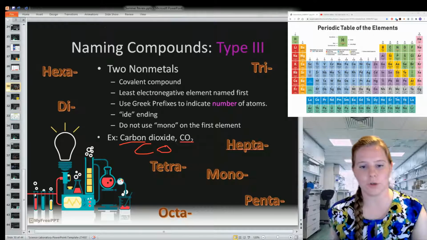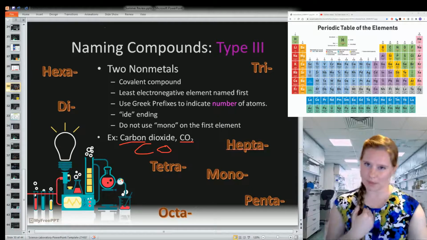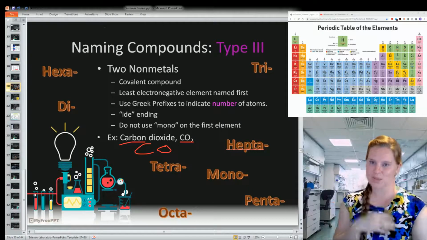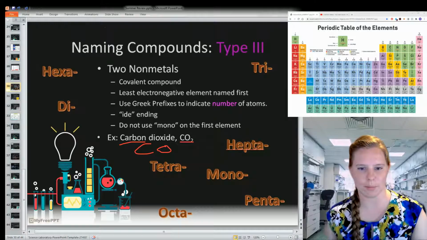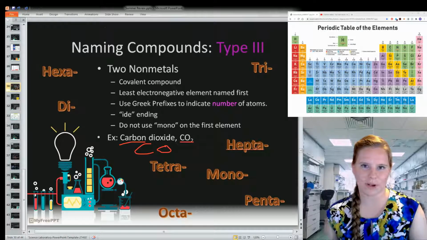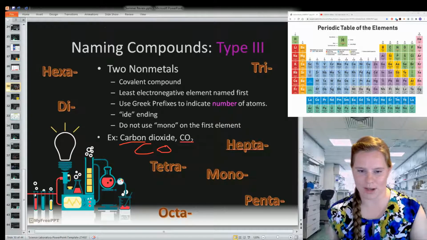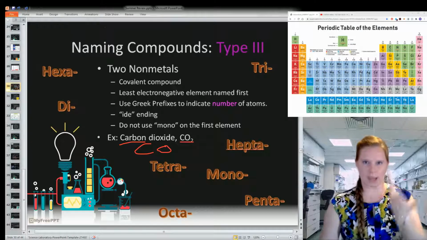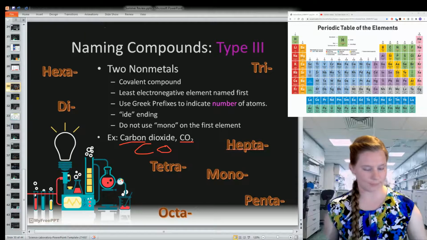Reason being, if you just said carbon oxide, I'd probably think it was a type 1. So I need something to indicate it's a type 2, so go ahead and put the mono on the second. Don't put it on the first. It's just a waste of words and effort, I suppose. If you don't say it, we assume there's only 1.